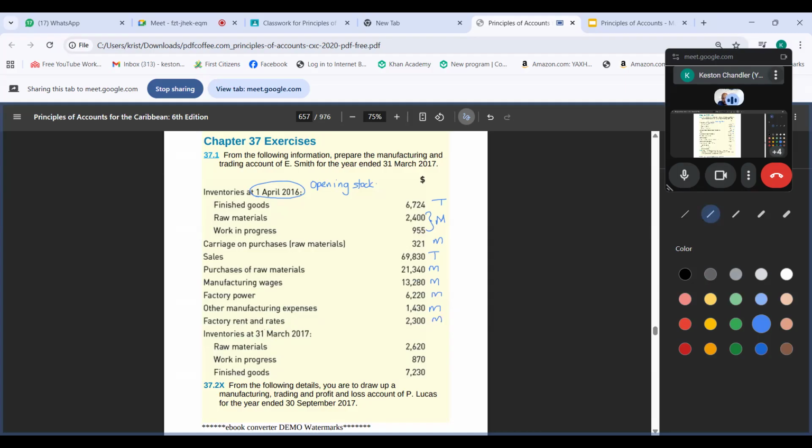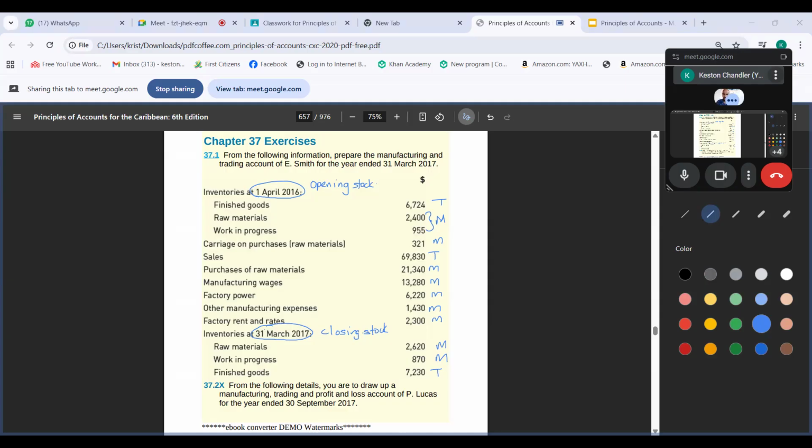Look at this one: inventories at the 31st of March 2017. This is closing stock. Raw materials, manufacturing account. Work in progress, manufacturing account. Finished goods, trading account. From the information, prepare the manufacturing and trading account of E. Smith for the year ended 31st of March 2017. So we are only doing the manufacturing and the trading account for this one. Let's go take a look at how we do it.